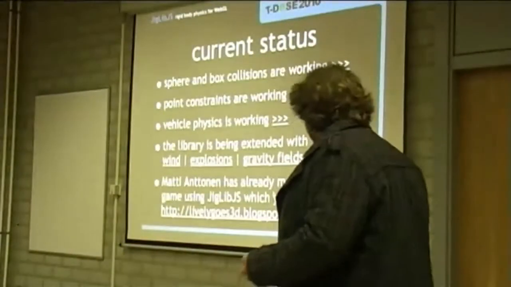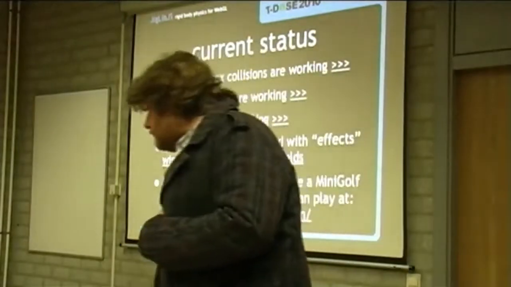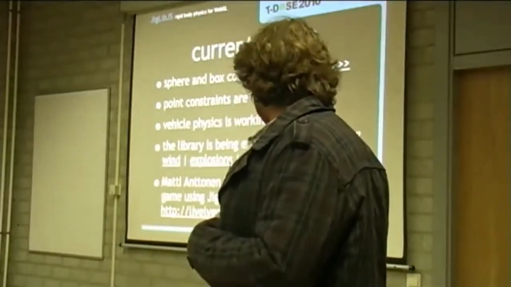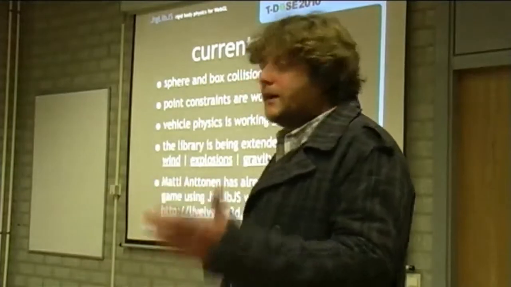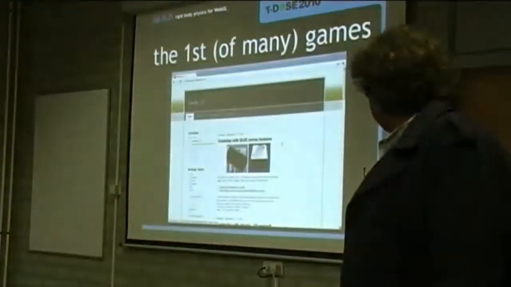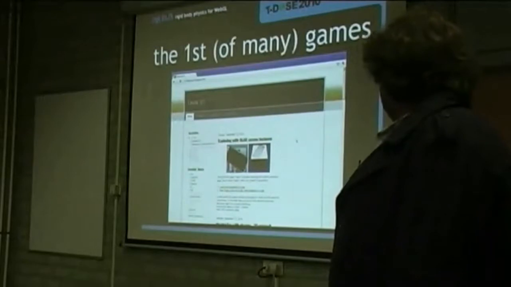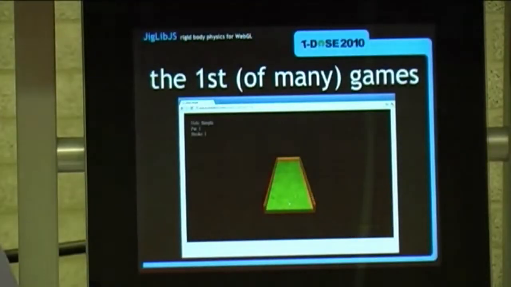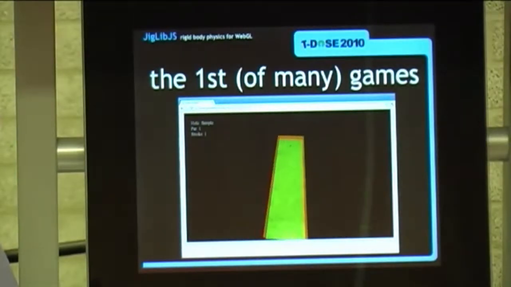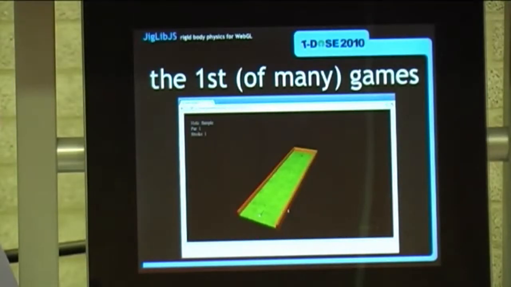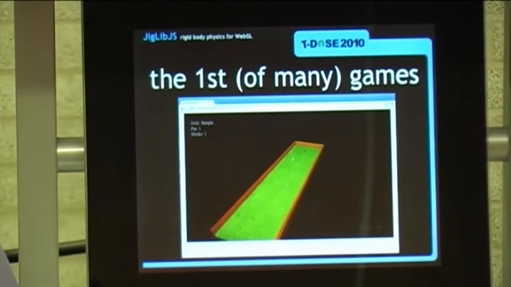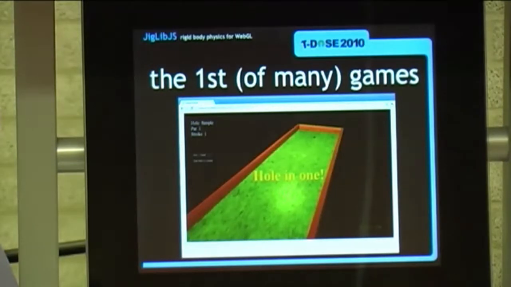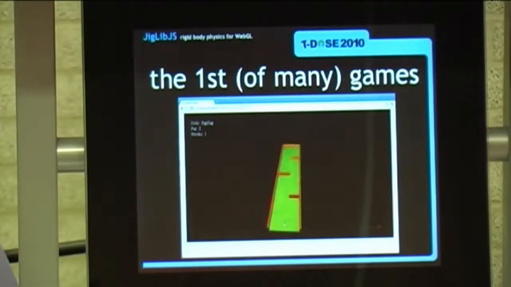And finally, a guy called Matti Antonen, quite early on in the project, already went and made his own game using JigLibJS, which is pretty cool. This is his blog site, lively3d.com. And he's made a little mini golf game. It's really nice to see that people are already using the library.